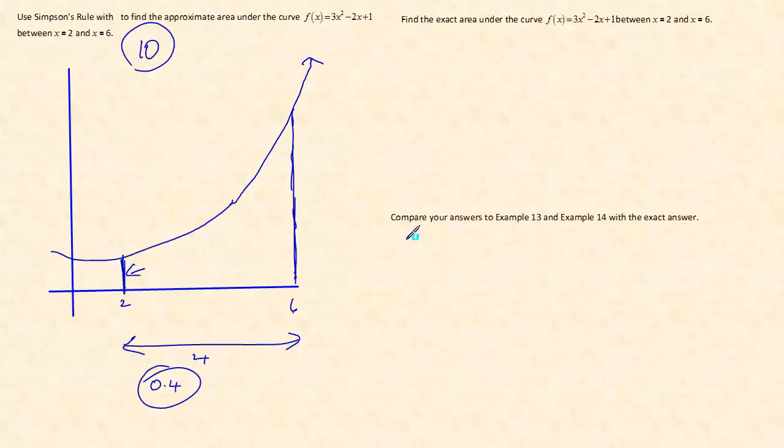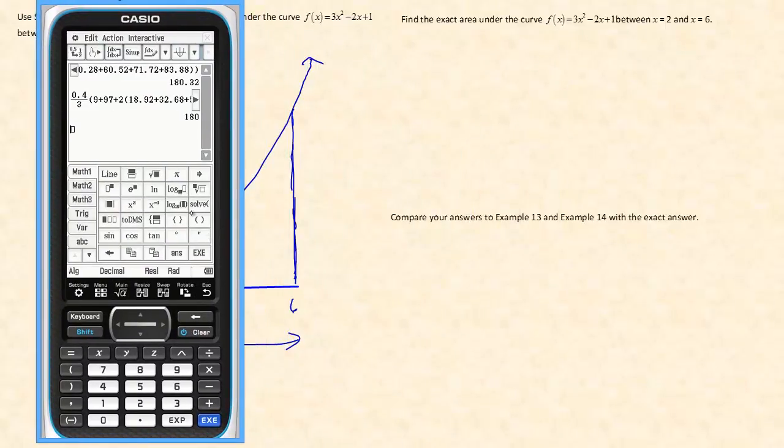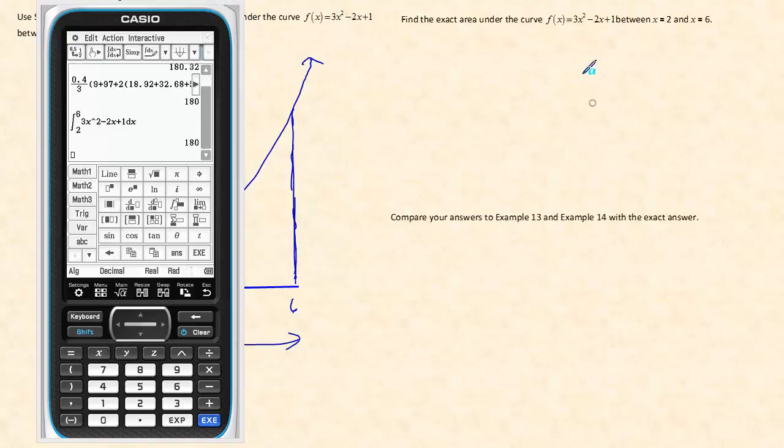180. We want to find the exact area under the curve now, and then we're going to compare the answers for the trapezium rule and Simpson's rule with that exact answer. Now I'm going to do the exact answer on the calculator just to save a bit of time here. So we were going from 2 to 6, and our function is 3x squared minus 2x add 1 dx, and it's 180.